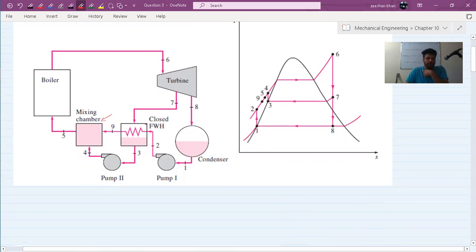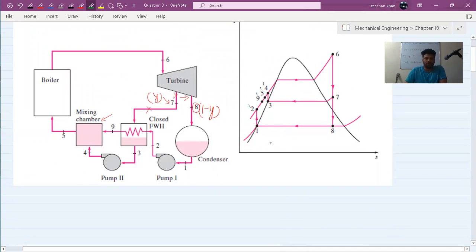Now, in a closed feed water heater, the point is that the steam extracted here is not going to come in contact with the steam which proceeds after extraction. So this is 1 minus y, and this is the amount of steam extracted. These two do not mix here in the closed feed water heater. They are going to mix in the mixing chamber. The important thing to remember about these kinds of problems is the location of these points, right from fourth, fifth, ninth, and second.